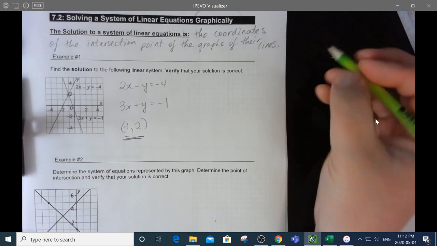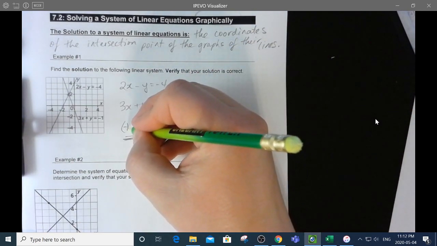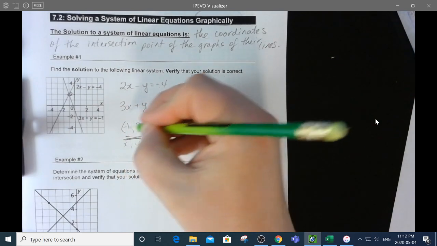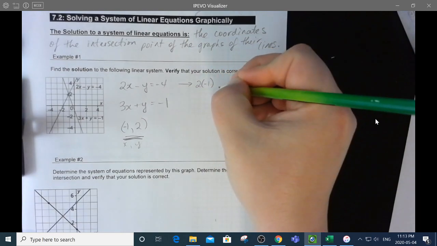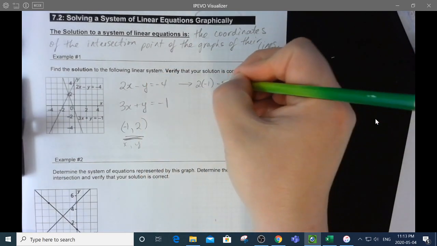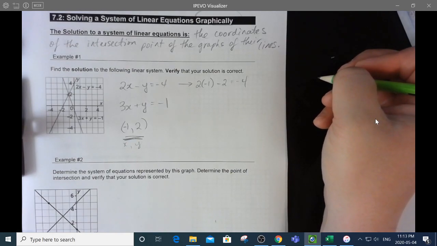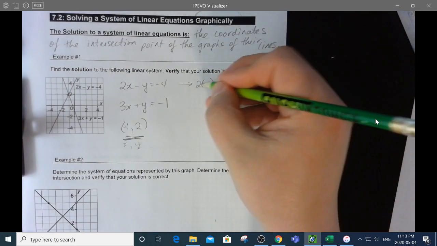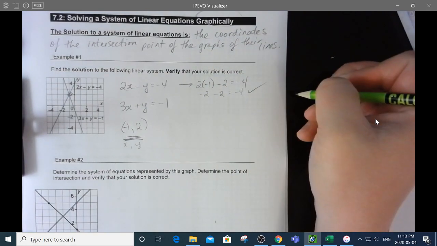Now I want to verify that that's true. So here's how I verify it. Of course, remember that that's the point x, y. If x is -1, I plug it in here. And if y is 2, I plug it in here. And that should be a true statement. And let's see, is it a true statement? 2 times -1 is -2, minus 2 more is -4. Yes, it is a true statement.